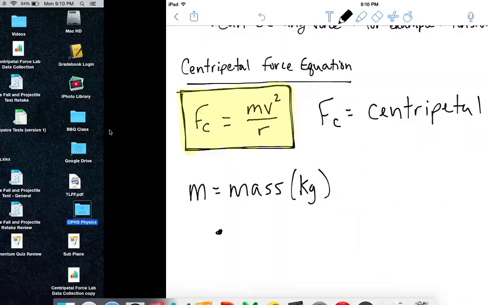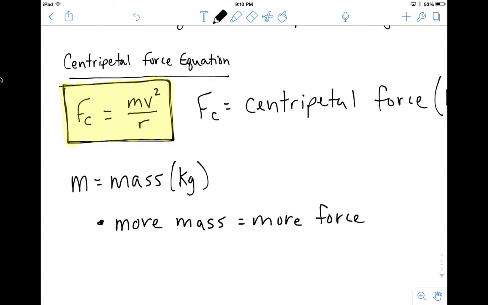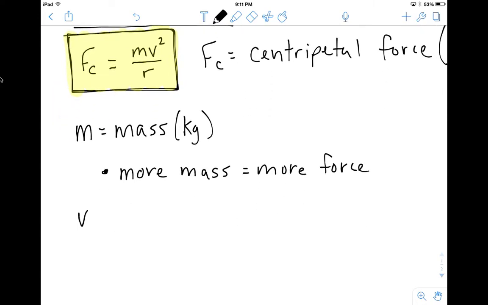Okay? So let's go ahead and write that down real quick. More mass equals more force. Nice. Okay. Now remember that V is velocity, which we're always going to measure in meters per second.